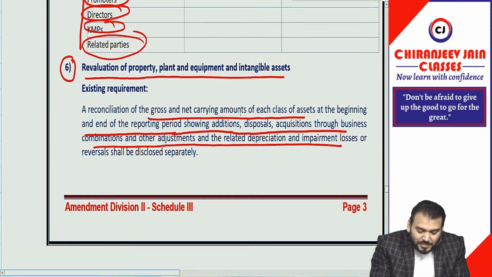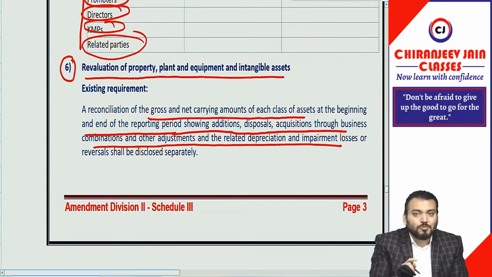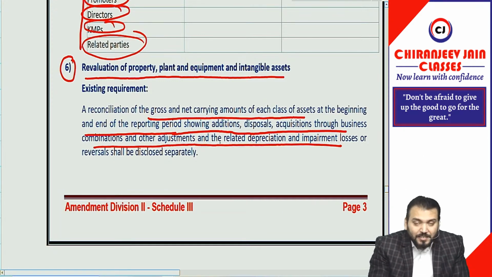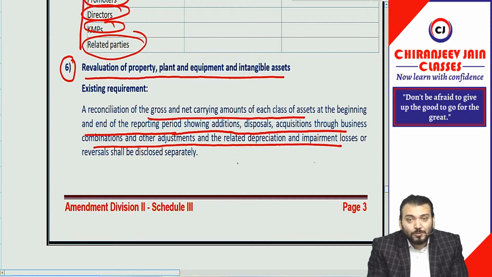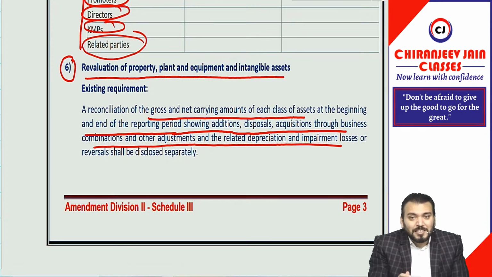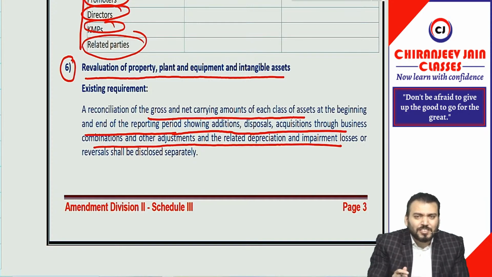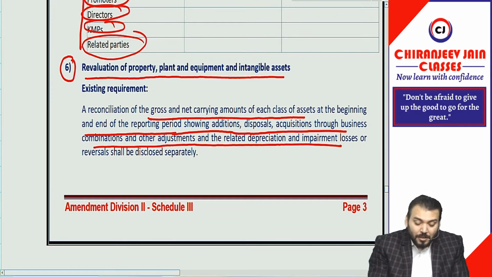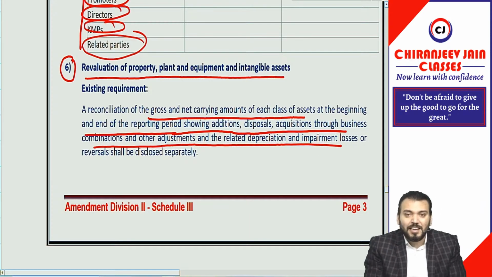In this case, there was one item which was missing, that any reconciliation which is required due to revaluation of assets. Can I say as per Ind AS 16, as per Ind AS 38, revaluation model can also be applied. So whenever there is a revaluation, gross carrying amount will change due to revaluation, but it was not given in this disclosure. So that point I think was omitted by mistake, which is now included in the disclosure.